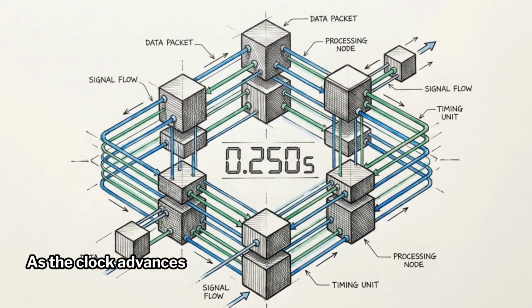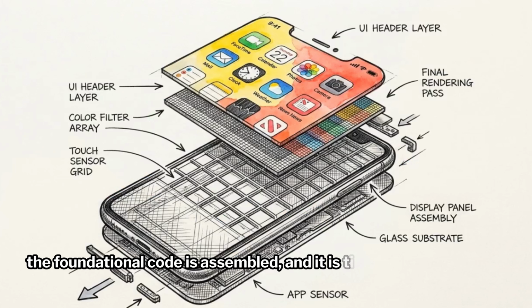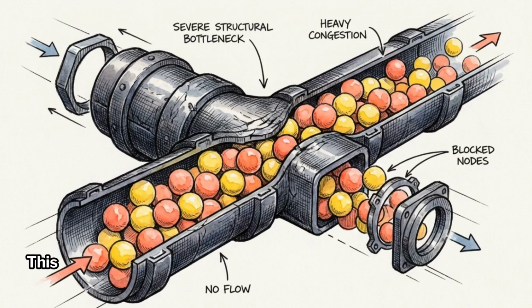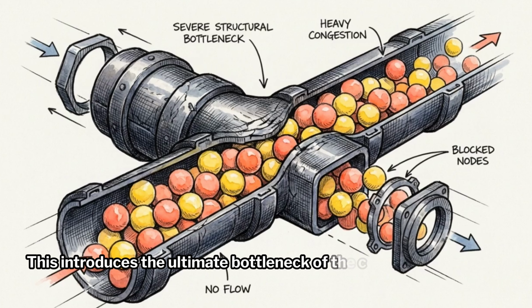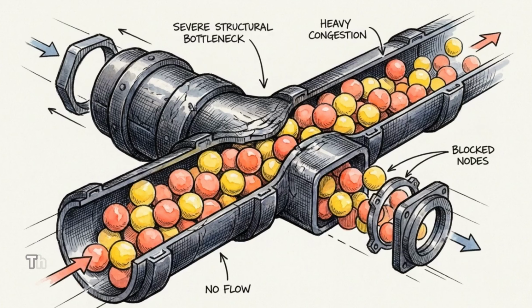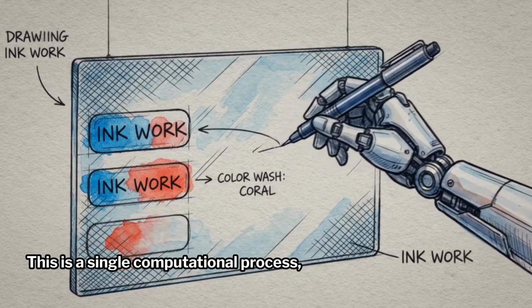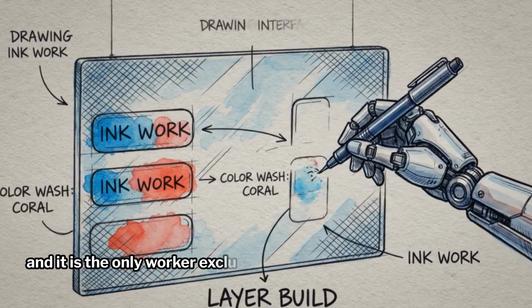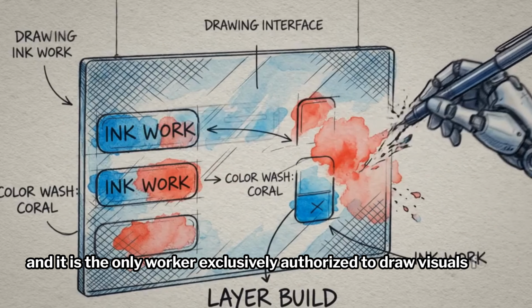As the clock advances to the 250 to 350 millisecond window, the foundational code is assembled, and it is time to actually paint the visual user interface onto the screen. This introduces the ultimate bottleneck of the cold start, the main thread. This is a single computational process, and it is the only worker exclusively authorized to draw visuals for the user.